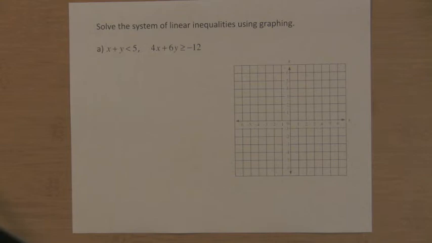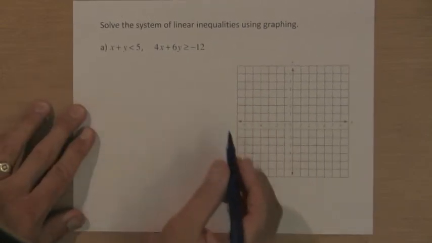All right, I'm assuming you went through and finished this problem. It's one problem that has two inequalities. That's why it's called a system of linear inequalities. I want to graph both of these together on the same grid.